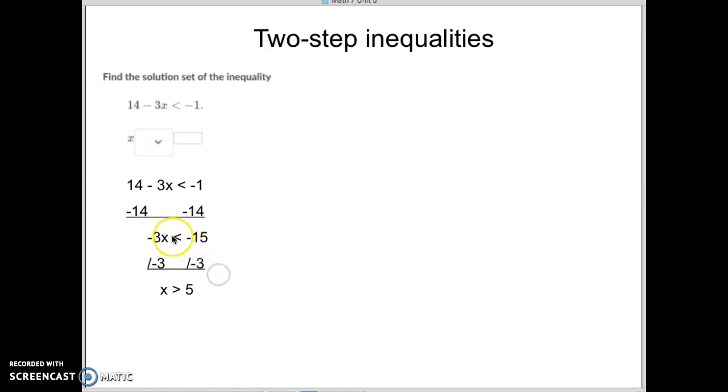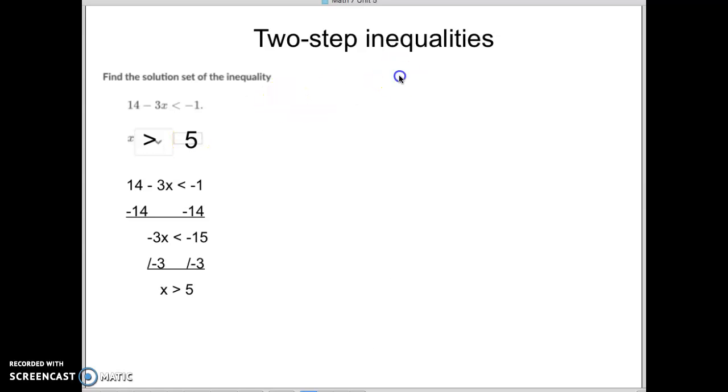Now, remember what happens to an inequality sign when you multiply or divide by a negative. This is when it switches. So you can see it just reversed right there. And then negative 15 divided by negative 3, a negative divided by a negative is a positive, and 15 divided by 3 is 5. So now it's x is greater than 5. So our answer is x is greater than 5.